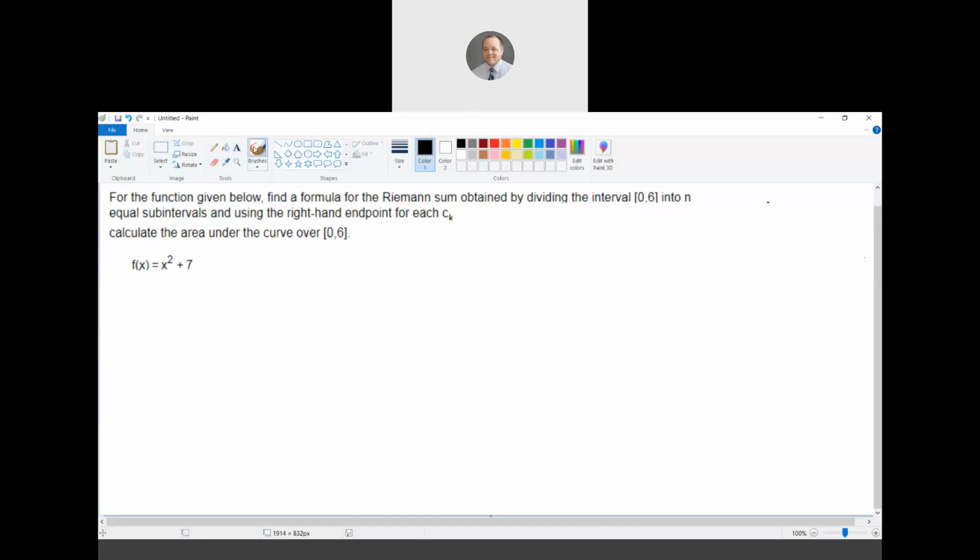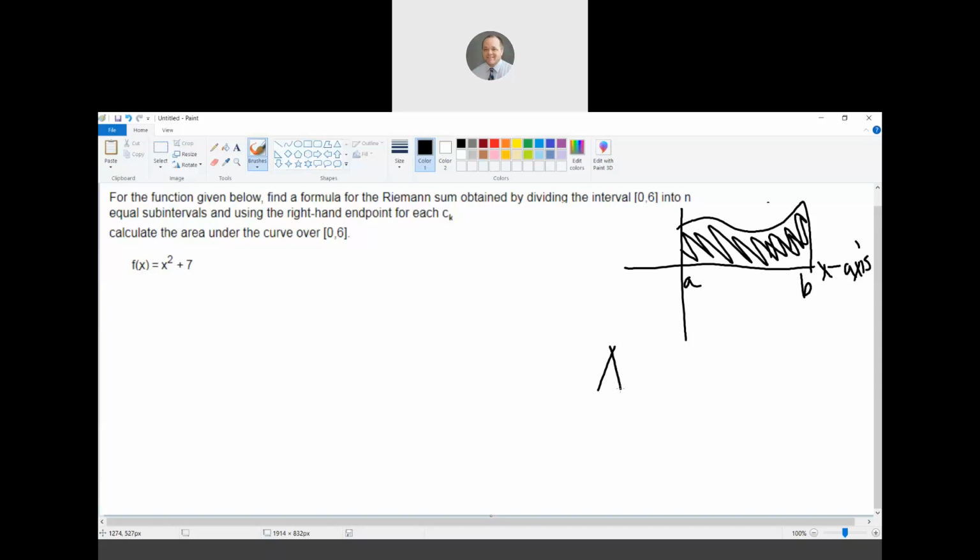There is a rule in calculus called the fundamental theorem of calculus that states if you have an area under a curve, let me just draw a general curve here, going from a to b, and is bounded by the x-axis, and you're trying to find the area of the region under the curve, then you can use this formula.